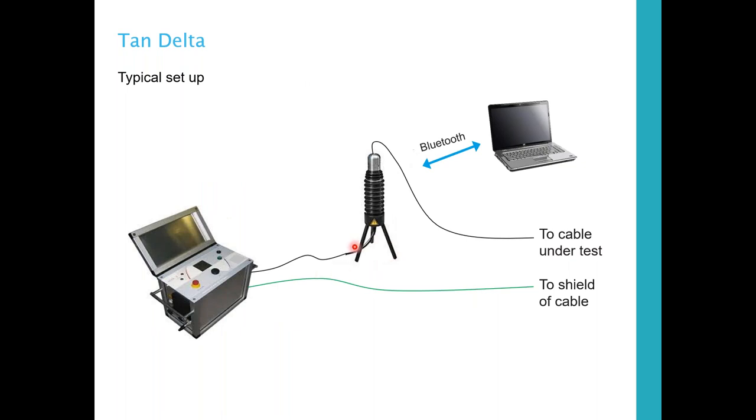Typical tan delta, you've got some sort of a capacitive device, a coupling device that goes to your cable under test. Your return path is, again, your cable shield, very similar to your VLF test. A lot of times, the VLF test source has the option to do tan delta testing. So you get the option of doing it. So if it's not the exact same test set, it's a very similar test set.